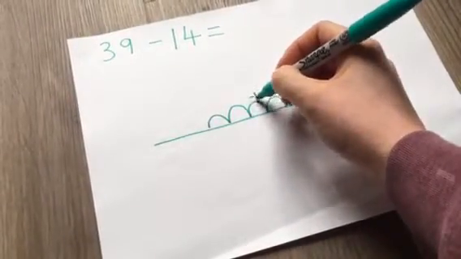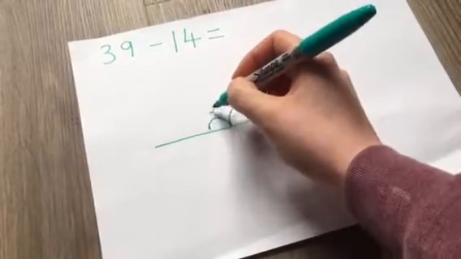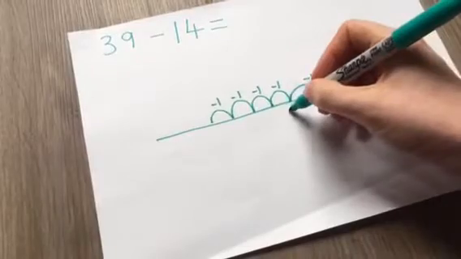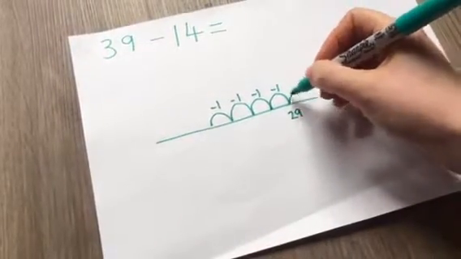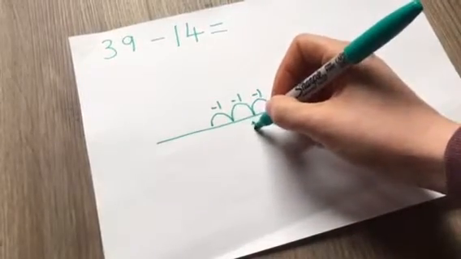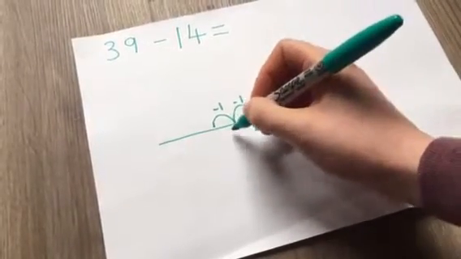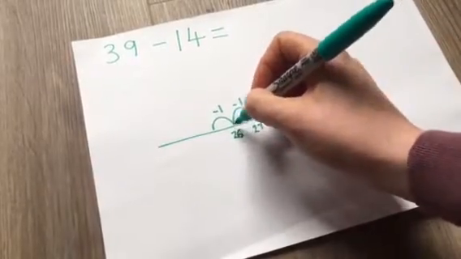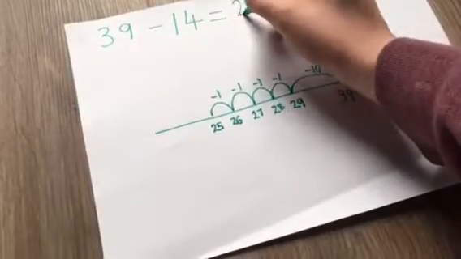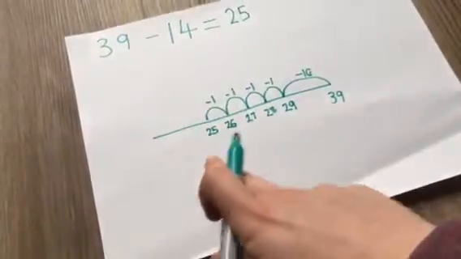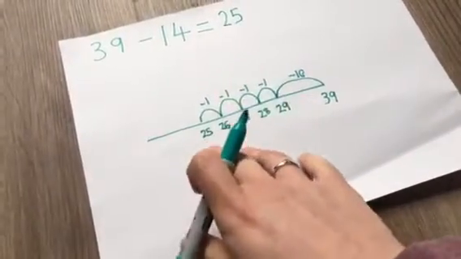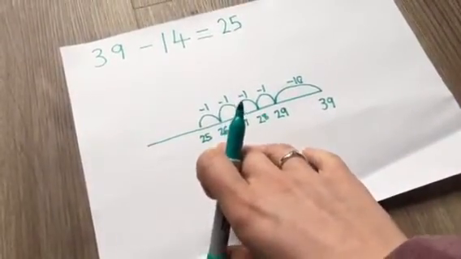Subtract 1, subtract 1, subtract 1, subtract 1. So it's 39, subtract 10, 29, subtract 1, 28, subtract 1, 27, subtract 1, 26, subtract 1, 25. The children can use a 100 square to support them with their counting, but during year 2 we would expect them to be able to do this mentally.